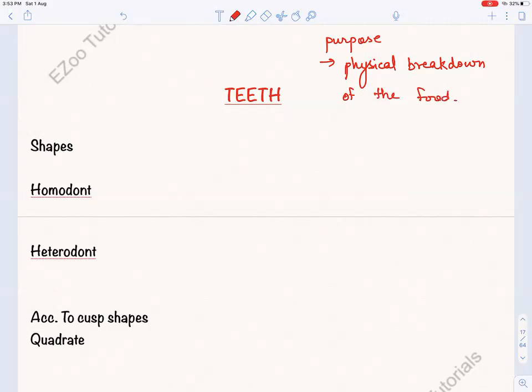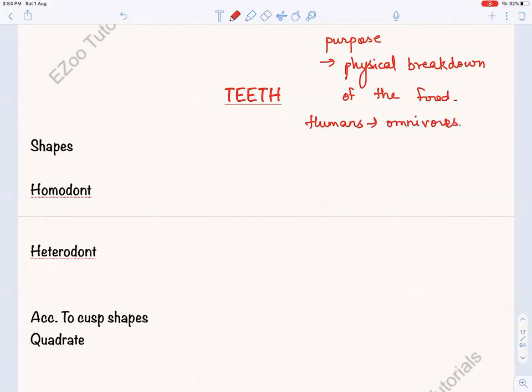The teeth are specialized for different animals. Different kinds of teeth are there in herbivores. Different kinds of teeth are there in carnivores. And humans are what? Humans are omnivores. So what are omnivores? That can eat flesh and plant.